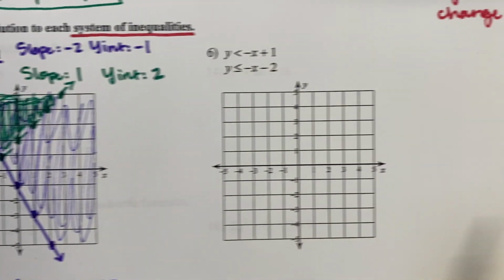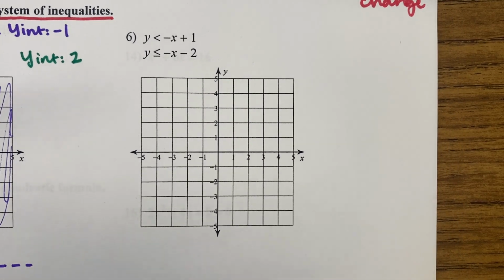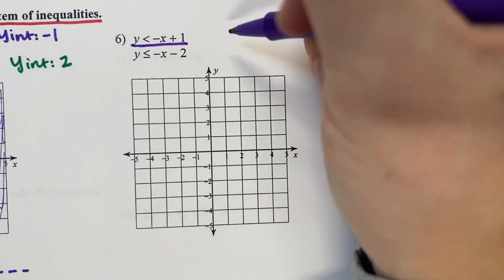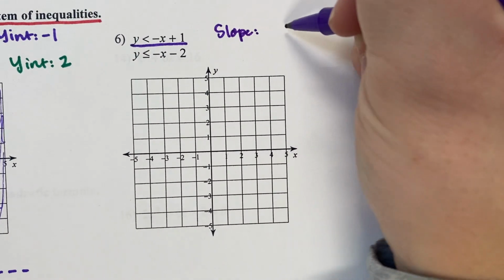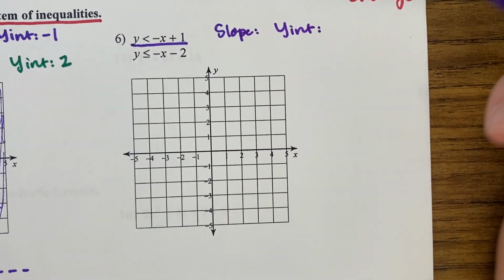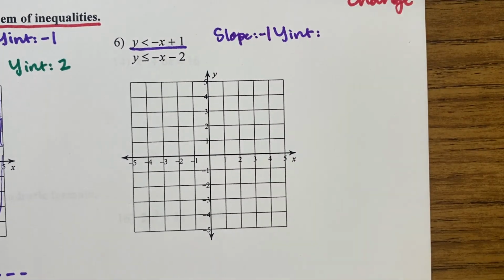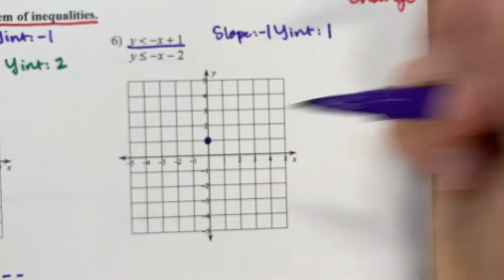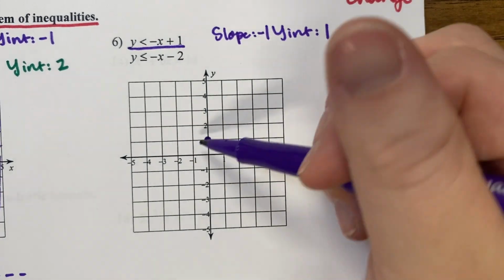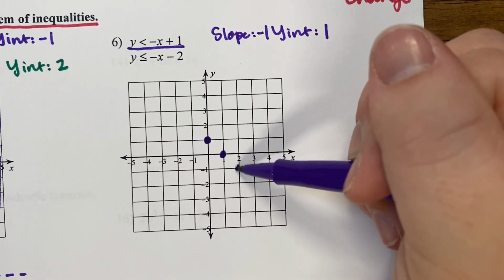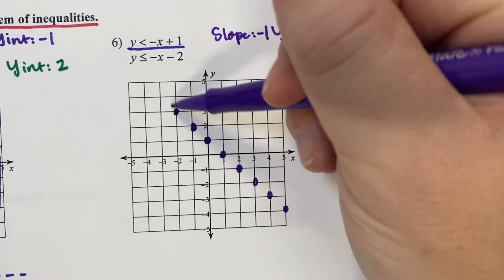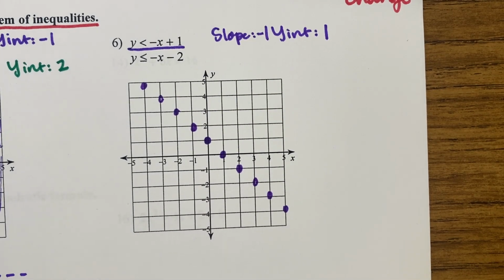Okay, so let's try that again. Let's look at our first inequality, this guy. So I want to identify my slope and my y-intercept. My slope this time is -1, and my y-intercept is +1. So I can find +1 on my y-axis, right there. And I have a slope of -1, so down 1 over 1, and I can keep going, down 1 over 1, down 1 over 1, and I can go backwards, up 1, back 1, and there we go.